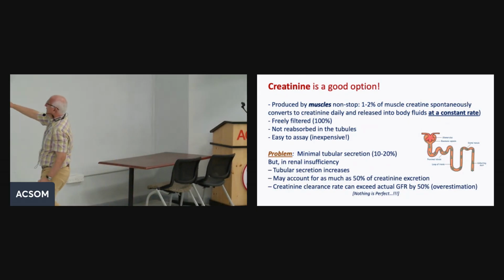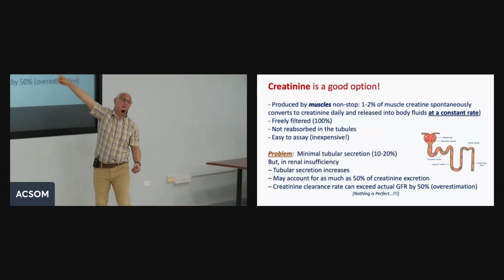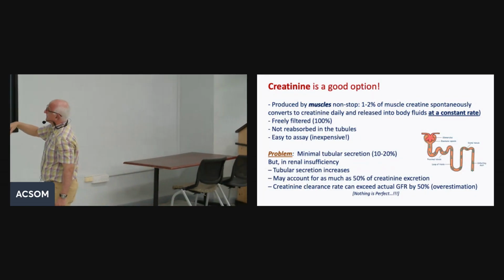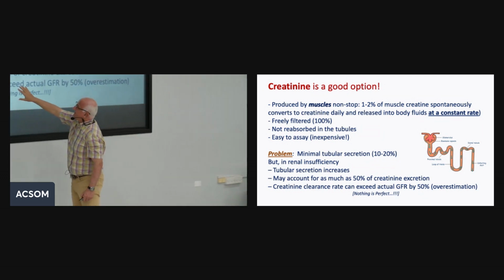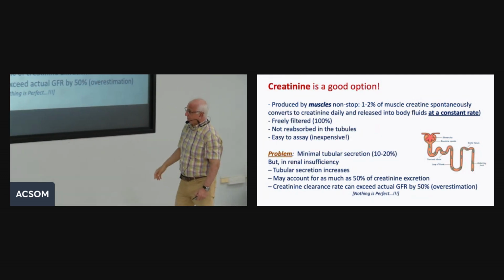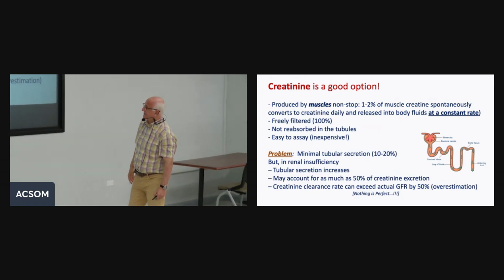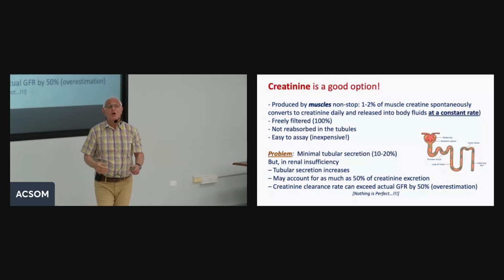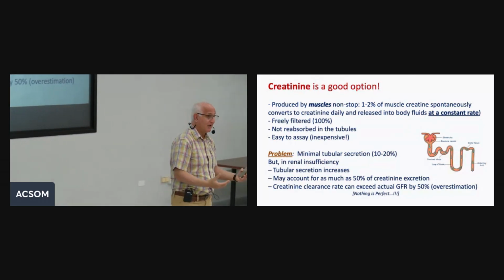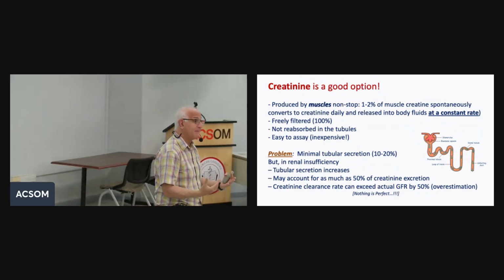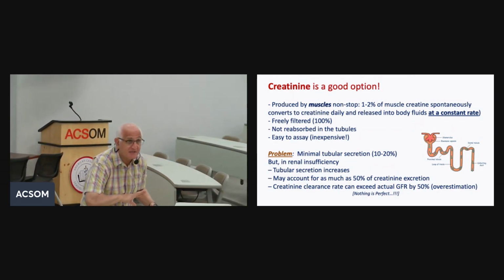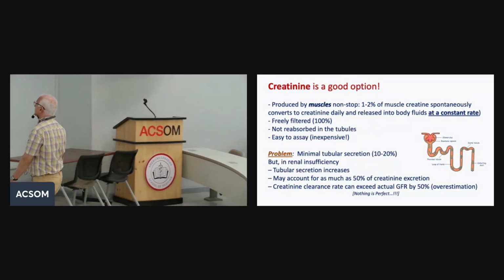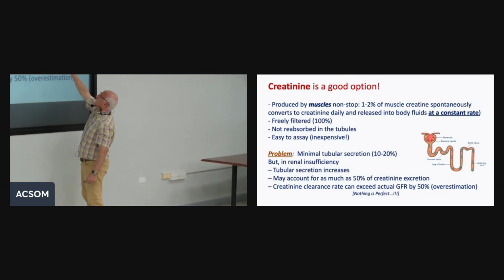The urine creatinine would overestimate my filtration by 10 to 20%. Then tubular secretion increases in some situations and may account for as much as 50% in some cases. So clearance of creatinine can exceed actual GFR by 50%, overestimates. Nothing is perfect. So far we know that creatinine is a good measure, but we know about its limitation. Its main limitation is that 10 to 20% of it is secreted into the tubule, so it overestimates the filtration. What we get here is a little bit more than what was really filtered.